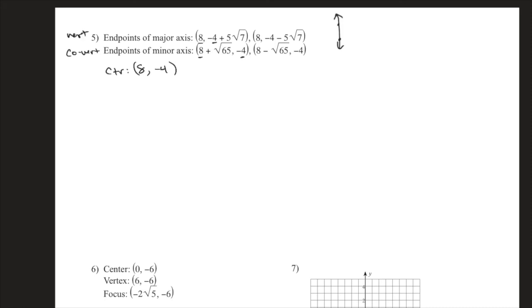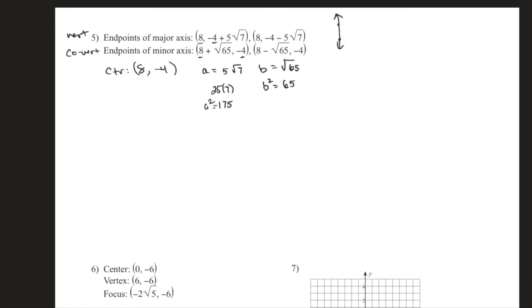I also can tell you that a in this example is 5 square roots of 7. B is the square root of 65. So b squared, which is nice, is 65. A squared is going to be 25 times 7. So that's what, 175. I believe that's correct. And so that's going to be equal to a squared.